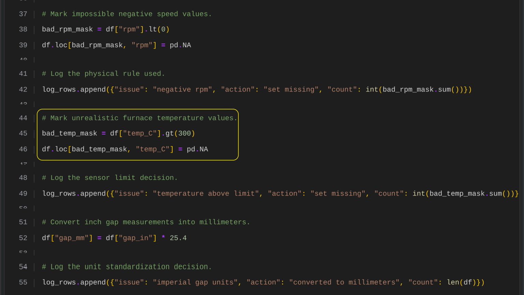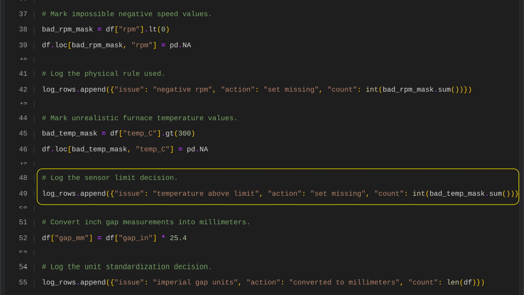Temperature readings above 300 degrees Celsius are treated as unrealistic for the furnace. These values are identified and replaced with Pandas missing values, so invalid outliers are clearly marked and excluded from later analysis. The code records how it handles unrealistic temperature values. It logs that values above the chosen limit are set to missing, and it includes the number of affected entries by counting the matching true values in the mask.